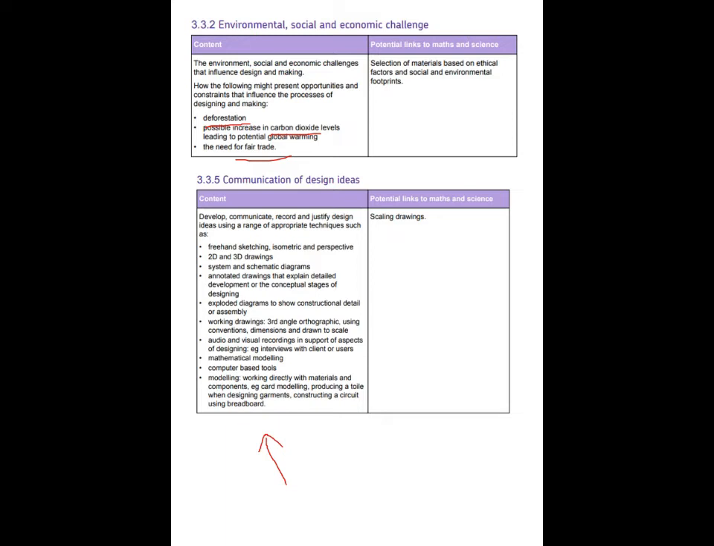The use of freehand sketching, isometric and perspective drawing, and 2D and 3D drawings. You've done loads of that in your NEA. System and schematic drawings, we can ignore that one. That shouldn't be something that comes up because that's mostly used in other sort of specialisms. We have done loads of annotated drawings in your NEA, so that shouldn't be something that you need to look at too much.